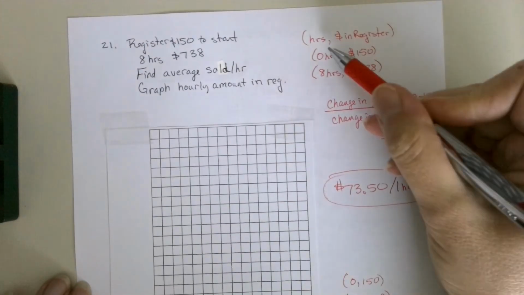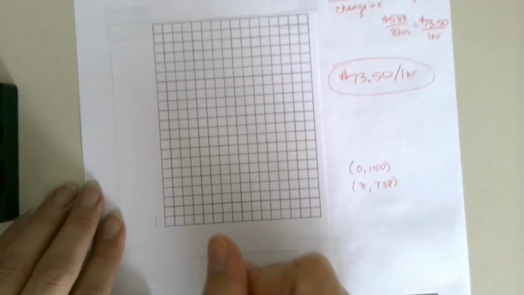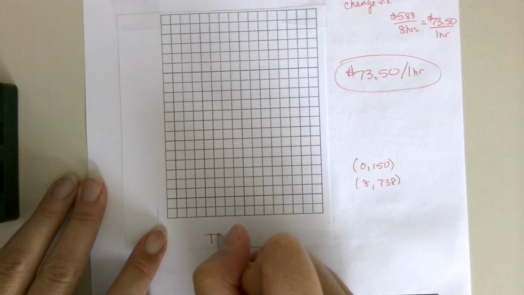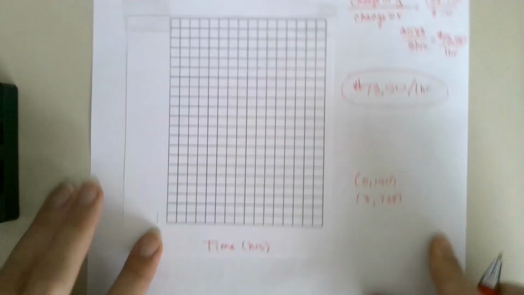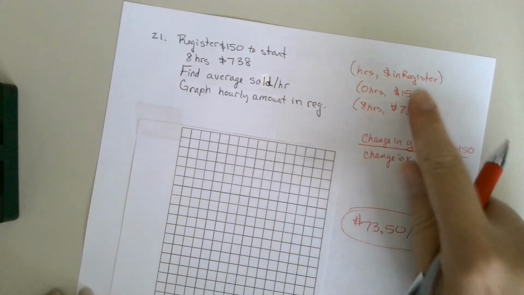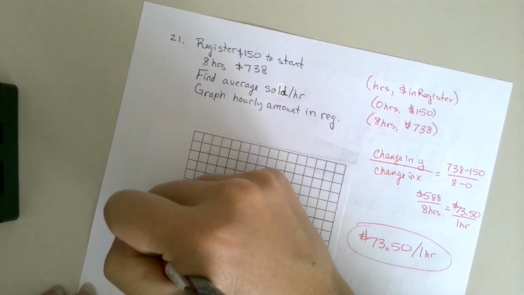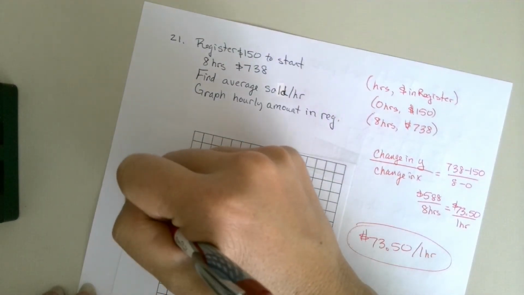The other thing is I want to label my x and y. So down here would be my time, and that's measured in hours. So what do you have? What's it measured in? And over here would be the cash in the register. So cash in register.